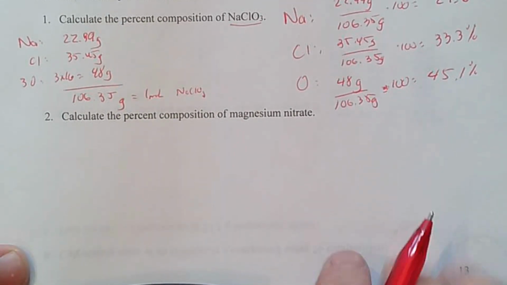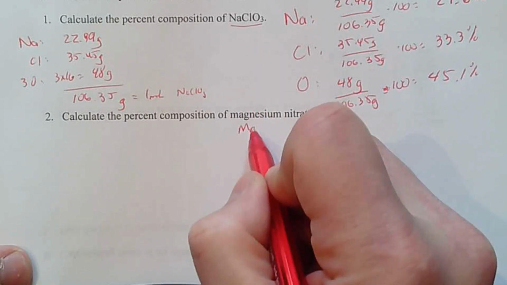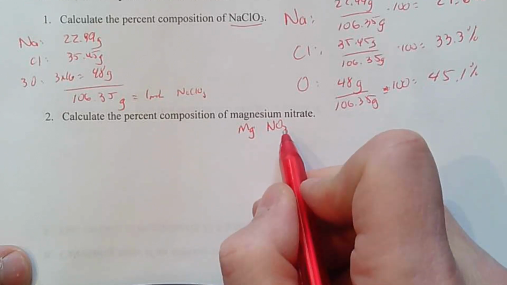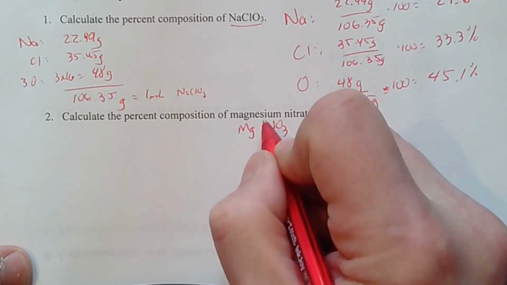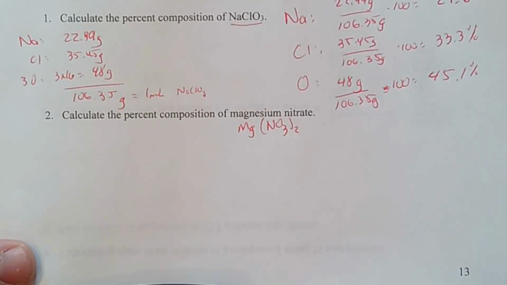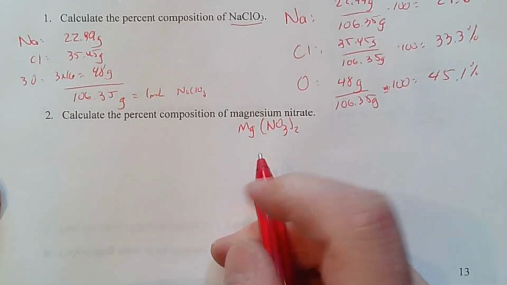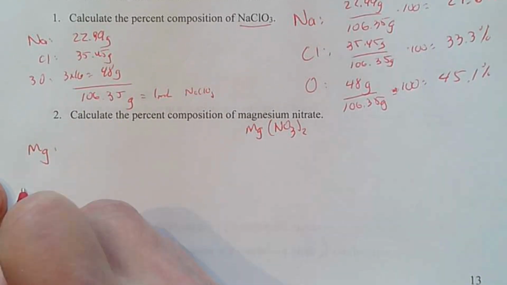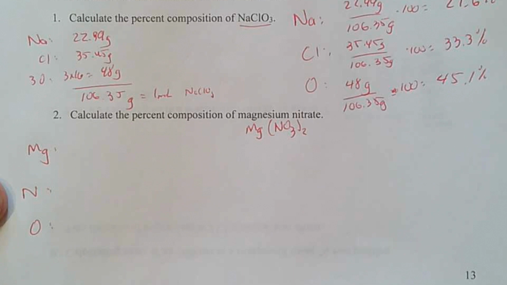Key thing to understand here, we need a formula. And hopefully if you're looking at this, MgNO3, is that magnesium nitrate? Of course it isn't. Silly. We need 2 nitrates. Magnesium is plus 2, nitrate is minus 1. So we need to figure out, we've got 3 elements contributing here.